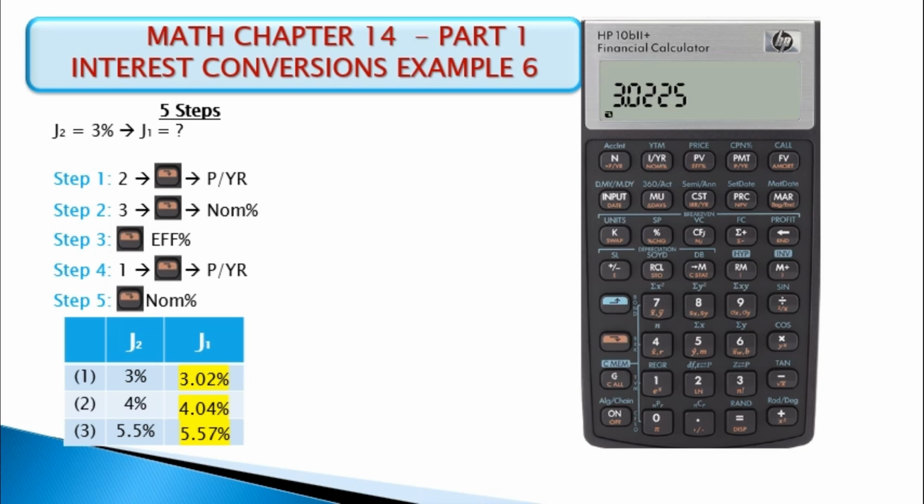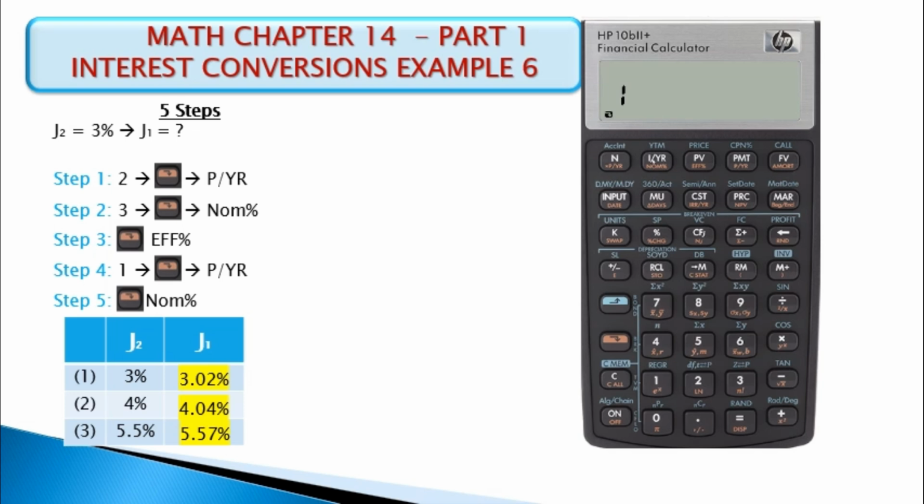So let me do that again for you. So J2 equal 3%. First step, 2, and then the 3, that's your step 2. Step 3 is this one and this one. Step 4 is what are we looking for? 1.